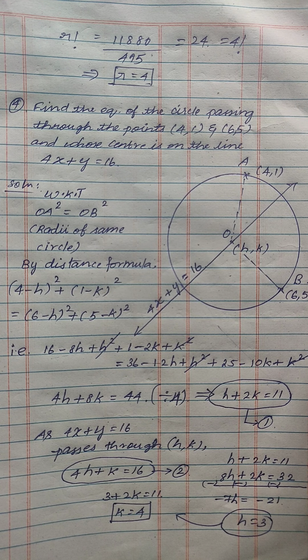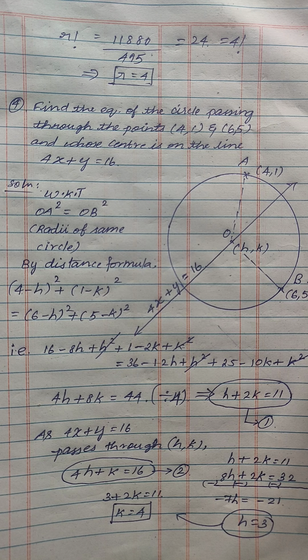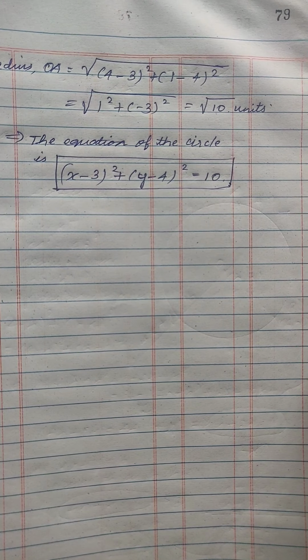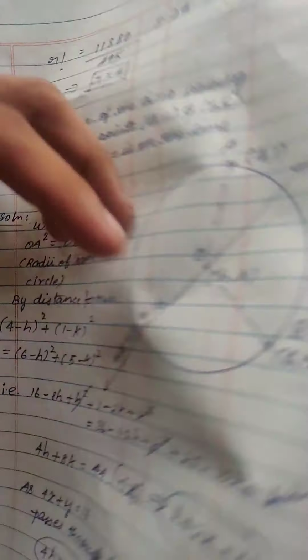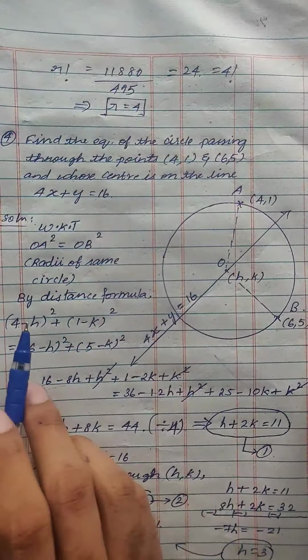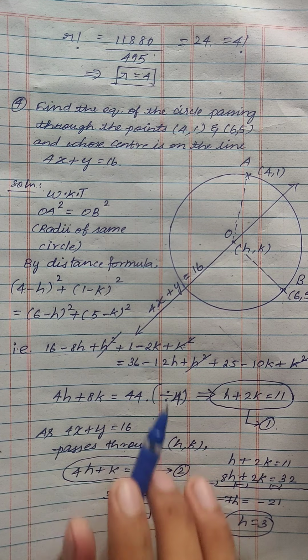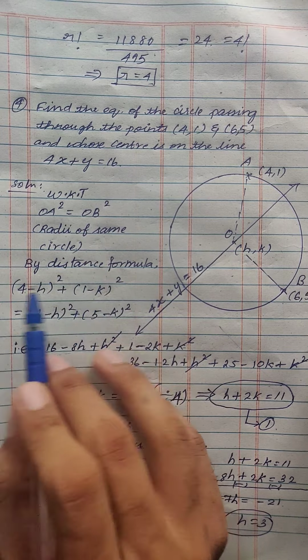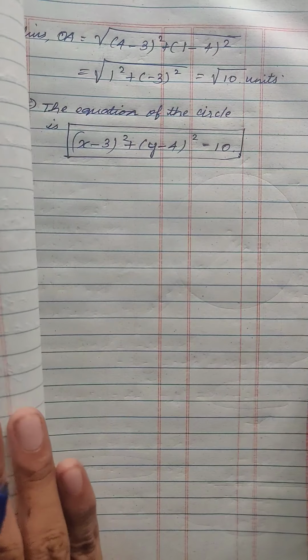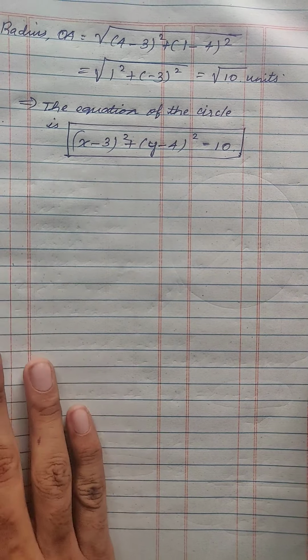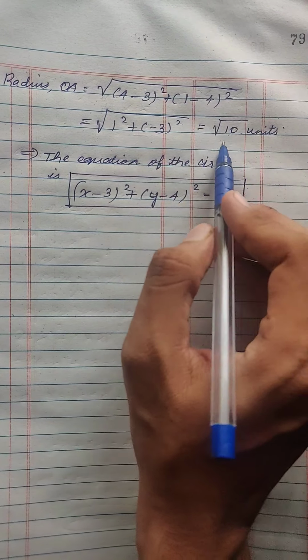Still, if we need to write the equation of the circle, we need the radius also. So we have to find the radius using the distance formula. So that is the last part. So radius is found using distance formula. As we can see here, 4 minus h the whole square plus 1 minus k the whole square. Okay, so h is 3, you are substituting 3 here, and k is 4, you are substituting 4 over here. But we are taking root because it is distance formula. We don't have another right hand side. So now what happens? You are getting root 10 units.